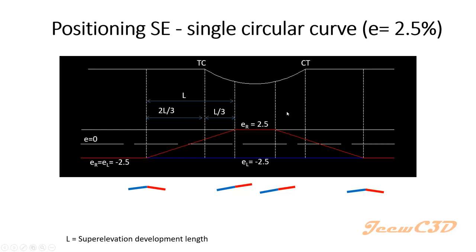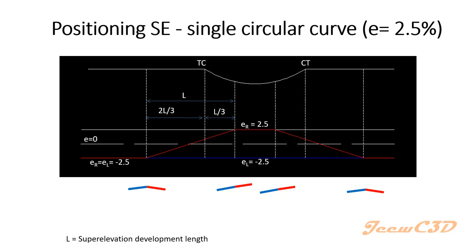At the end of this curve, you will have the same super elevation development as this one if this is a simple curve. So we will position that super elevation development length L by L over 3 and 2L over 3 as in the start of the curve. So you will be having the same super elevation development and the same pavement rotation within that single circular curve. That is how to position super elevation development length within a single circular curve.